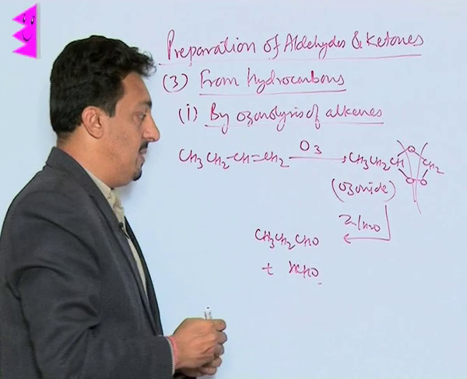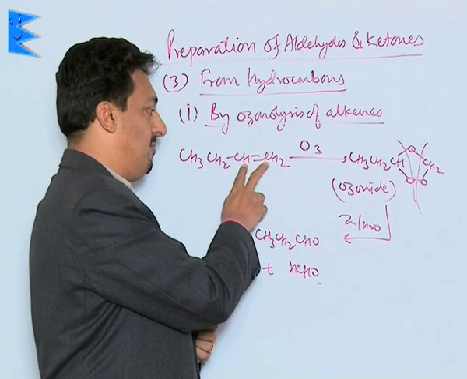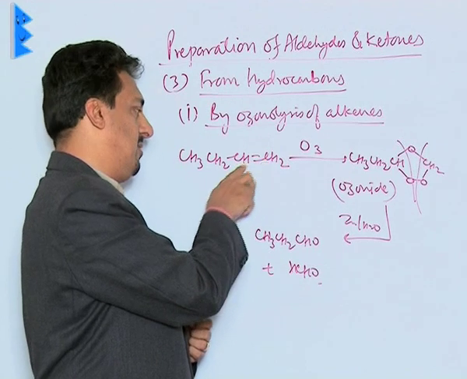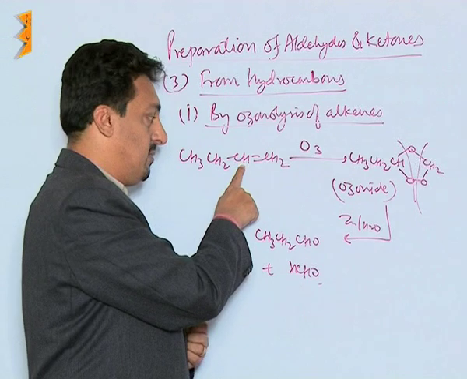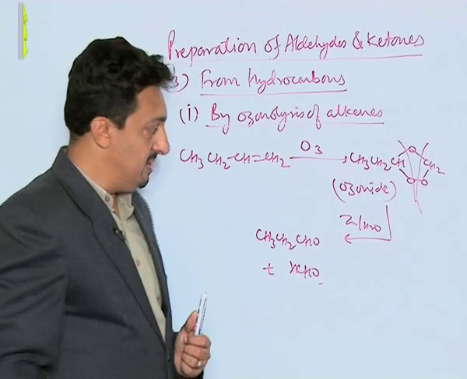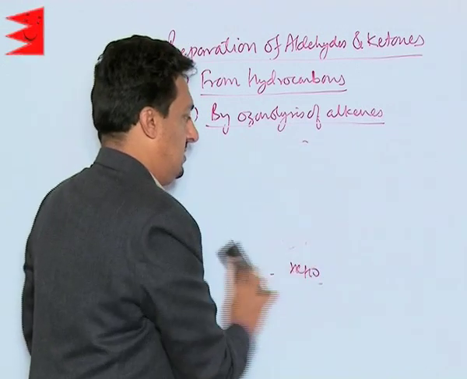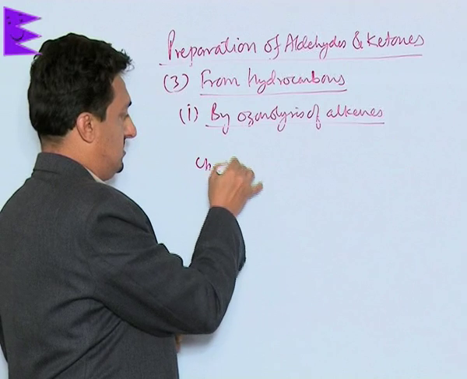So this is how we can get aldehydes as well as ketones, because if the double bonded carbon has only one chain, that carbon gets converted into an aldehyde. If it has two carbon chains, it will get converted into a ketone. Let me give you an example of that also.